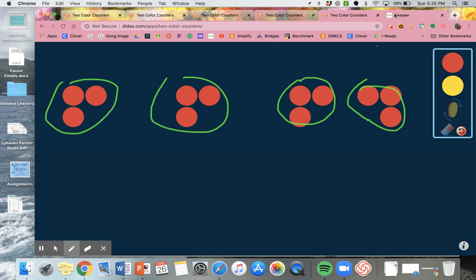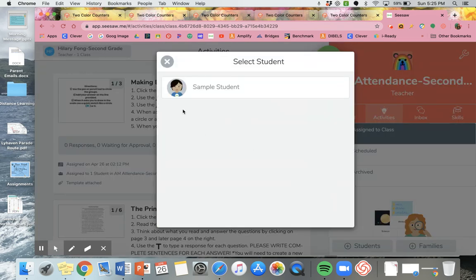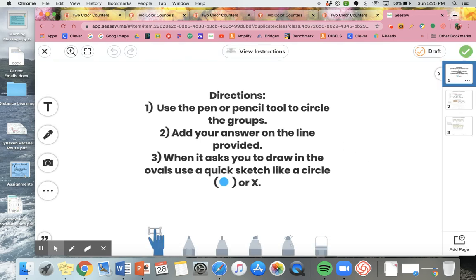So you just learned how to make equal groups. Woohoo! So now we're going to look at your assignment. So you need to go to Seesaw, go to Activities, and then you need to find the assignment that says Making Equal Groups, Beginning Multiplication. You, my friends, are so smart. You're doing high-level math now.